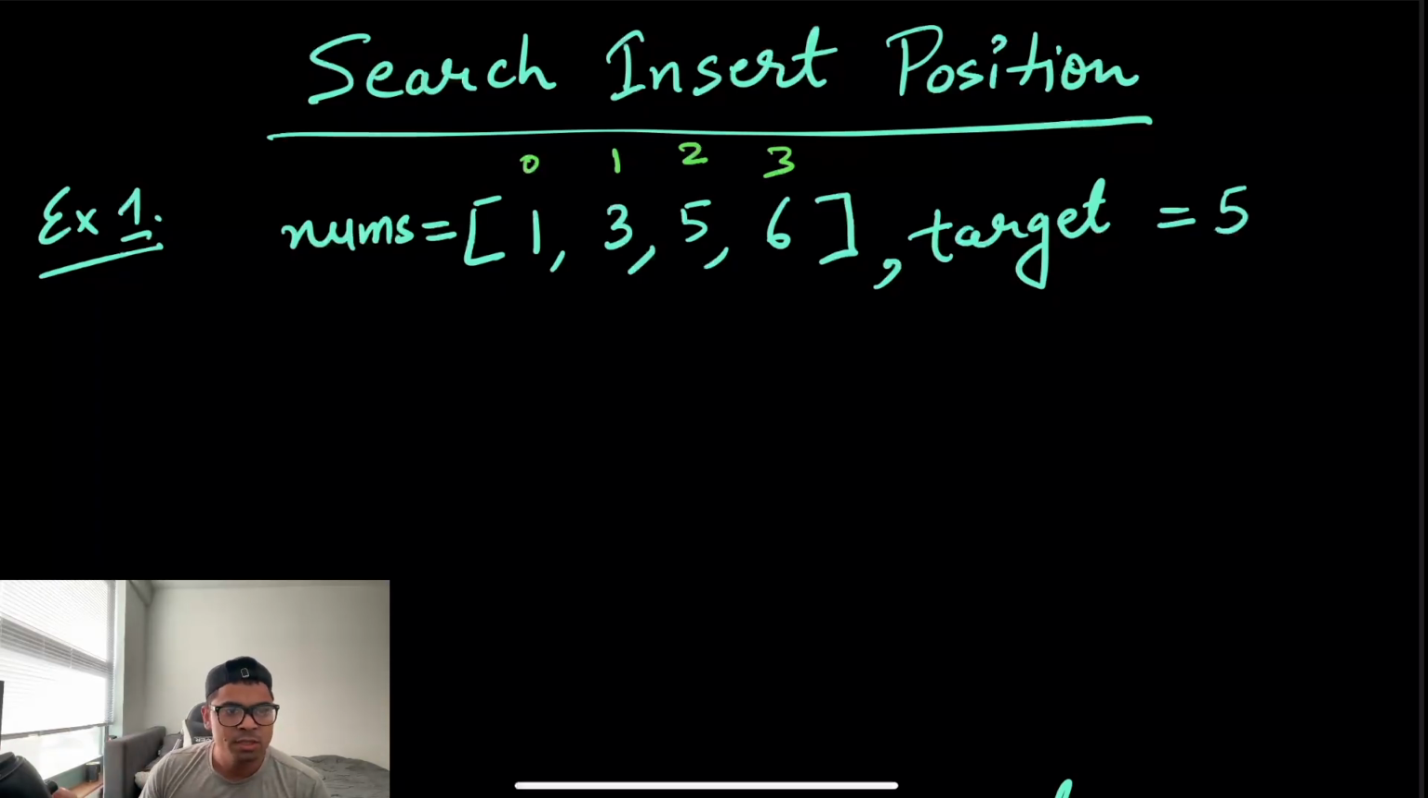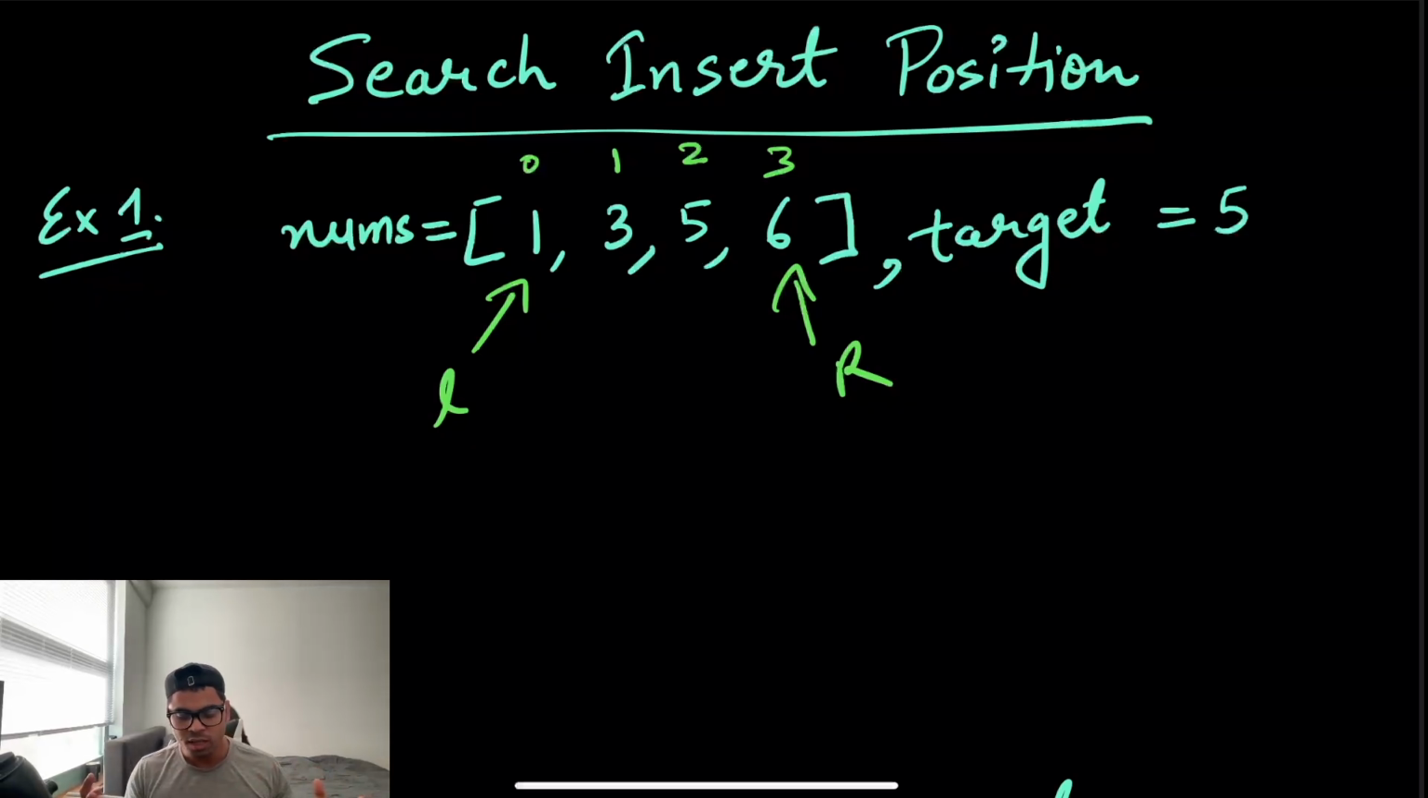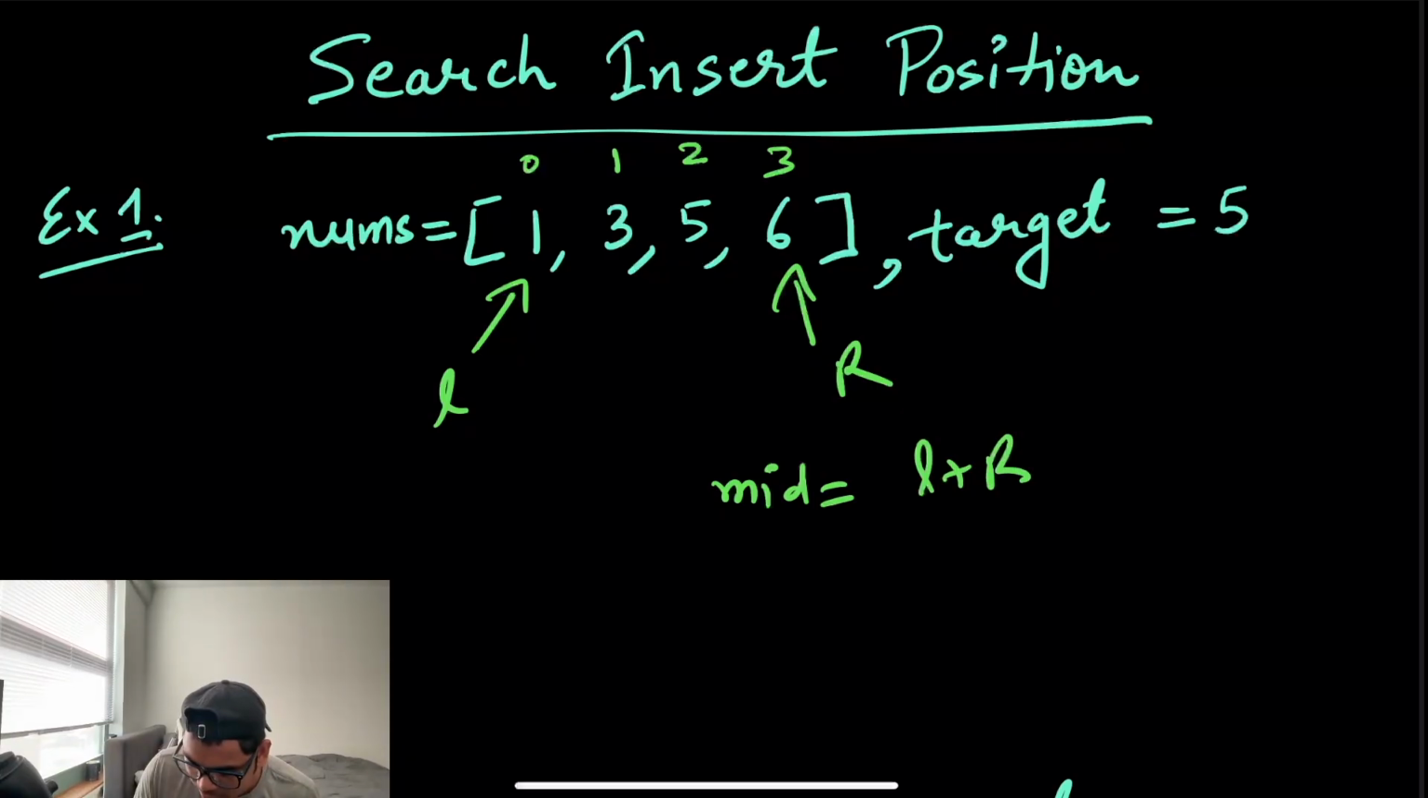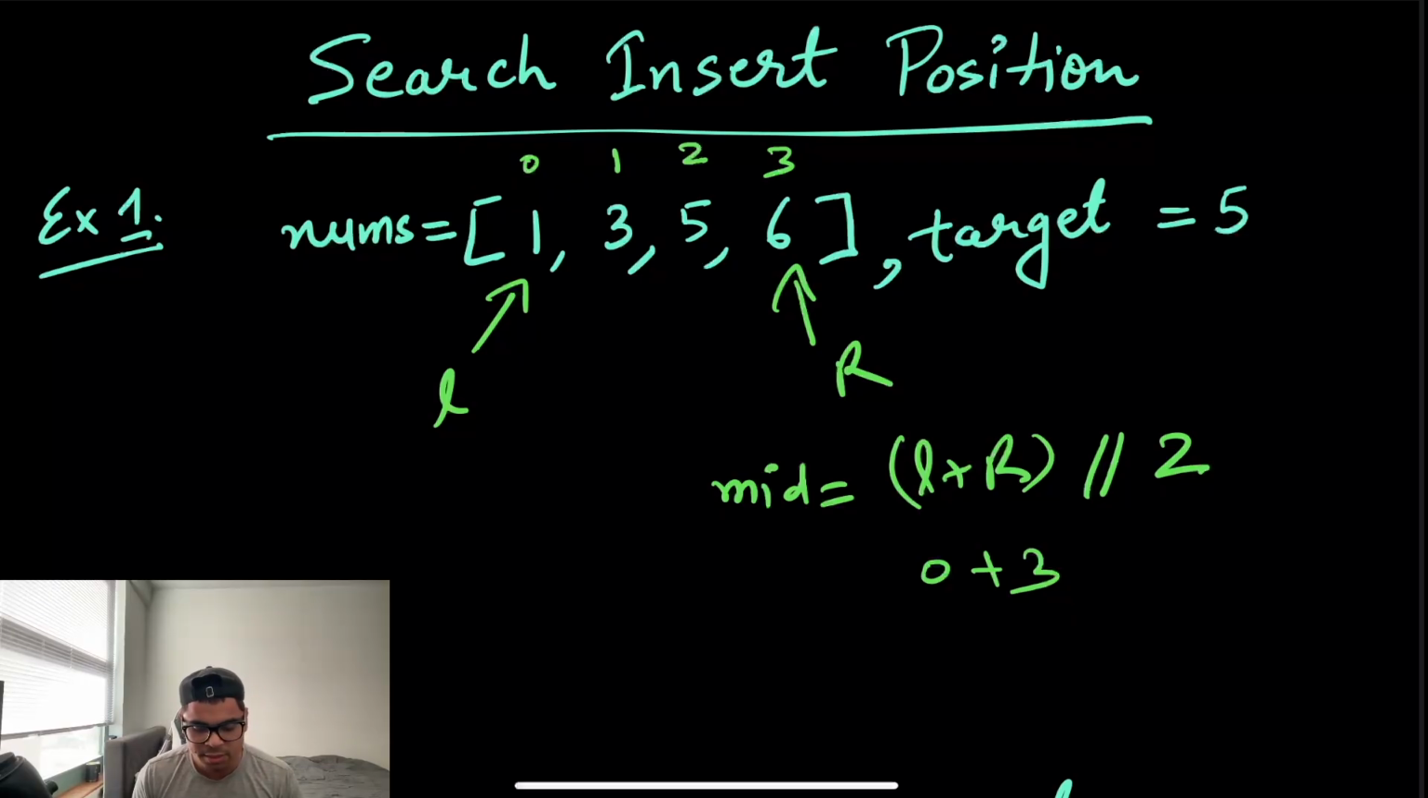From the binary search solution, we know that we're going to have our left pointer in the beginning, and then our right pointer, and each time we find the mid. The way you find mid is left plus right divided by 2. In this case, you can see our mid would be 0 plus 3 divided by 2. If the target is present in our nums, then we would return the index.